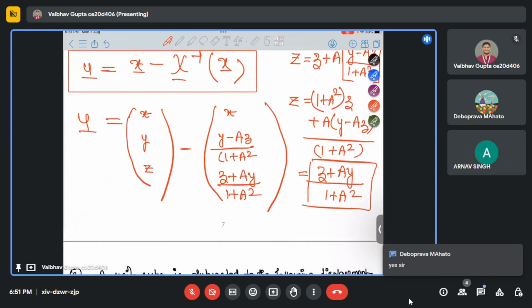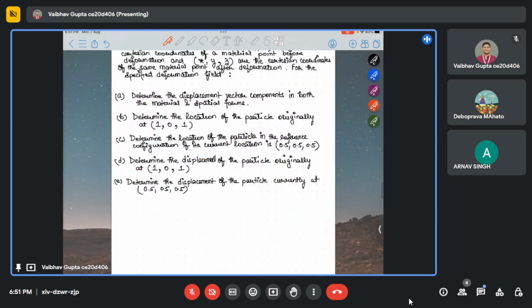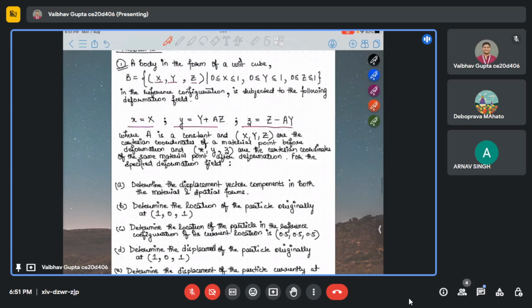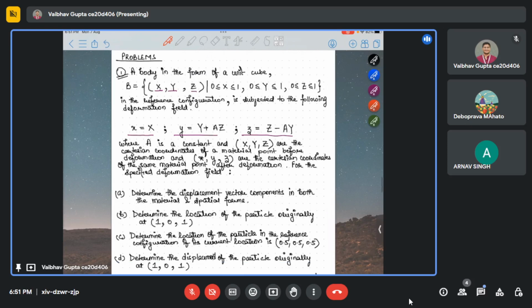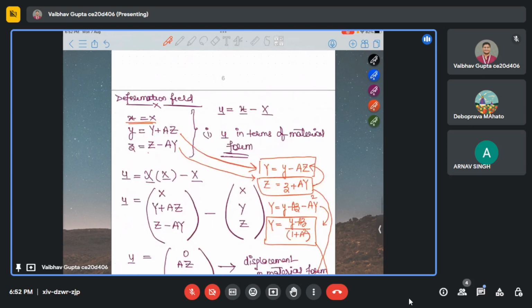So what we are doing, Mahato, is just solving a sample question here. When I post the YouTube link, you can go back and see it. I'll give you a brief now. This is a problem where we have given a body, and I have explained in the earlier part of my lecture how it is represented. Now this is a deformation field given for the body. In the first part, we have to find the displacement vector in both material and spatial forms. So this is what we are finding.